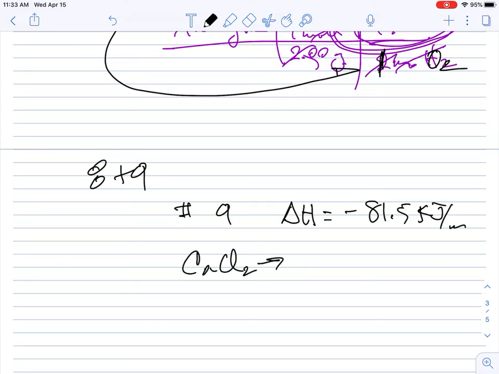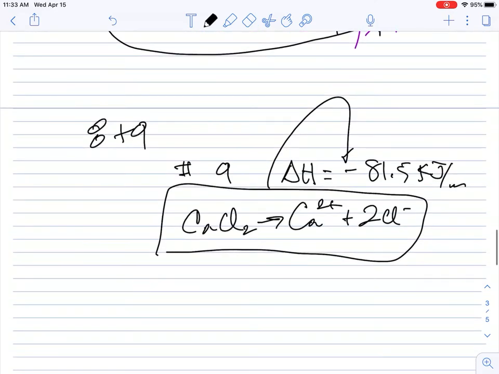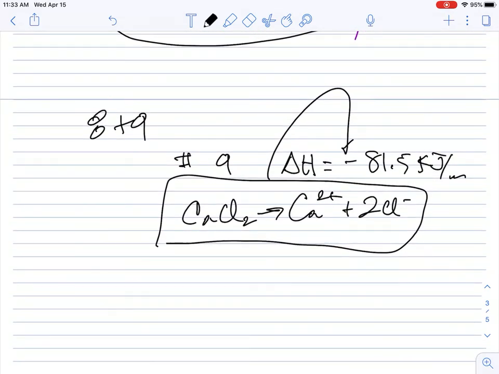And here's your equation. It's calcium chloride turning into calcium ions and chloride ions. So what this means is that when you dissolve calcium chloride into water, you have a negative delta H. This reaction is going to be exothermic, and the temperature of the water is going to go up. So this is all about switching signs. You're told that you have an 11-gram sample of calcium chloride. You change that into moles of calcium chloride, then multiply by this number, and you get kilojoules.